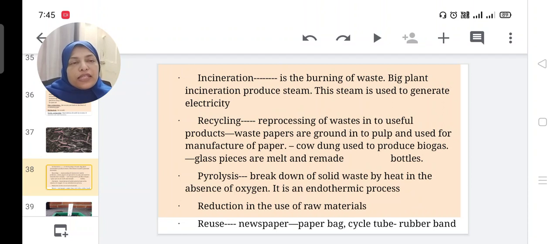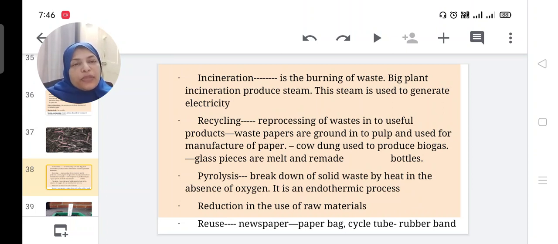Then recycling is another method, reprocessing of waste into useful products. Waste paper is ground into pulp and used for manufacture of paper. Papers can be used for preparation of paper again. Then cow dung is used to produce biogas. Glass pieces are melted and remade into bottles.